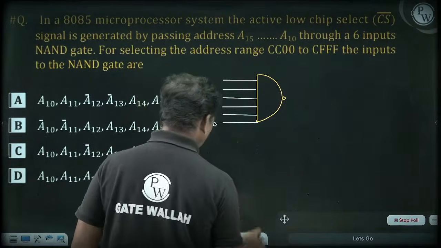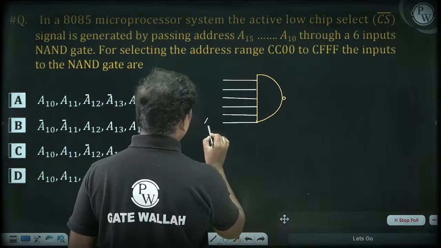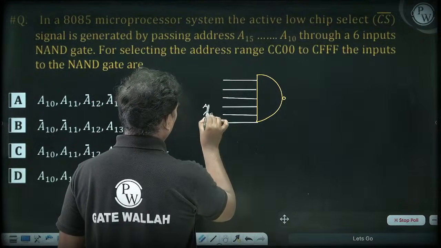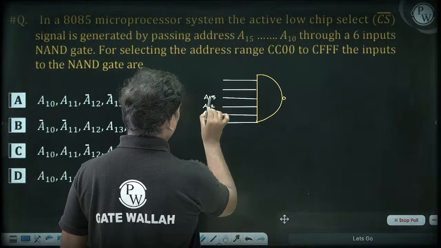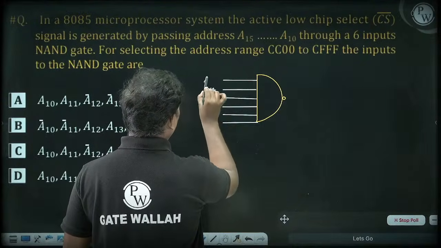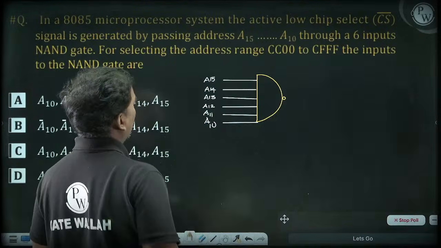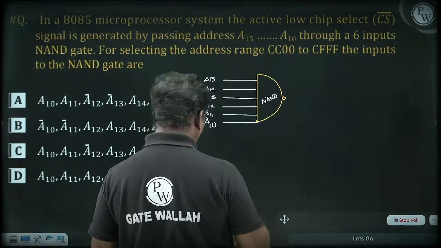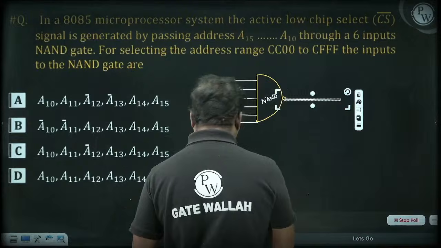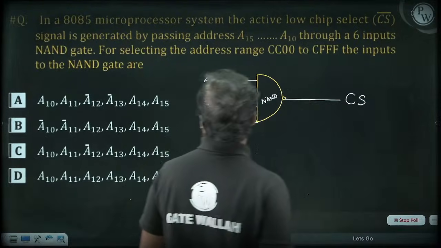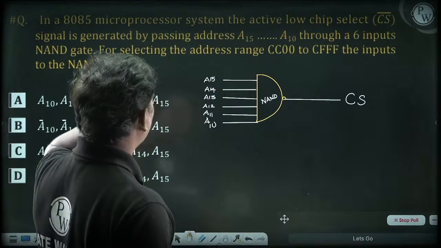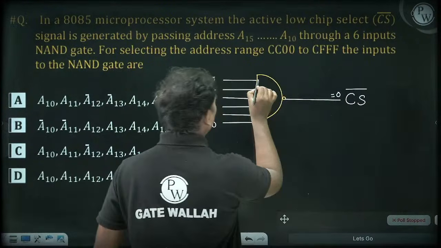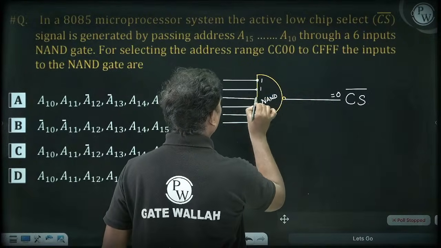A10, A11, A12, A13, A14, and A15. So this is a NAND gate, and this output is given to the chip select signal. In a 8085 microprocessor system, the active low chip select signal, CS bar, must be 0 here. It must be 0, which means these all must be 1 inside.